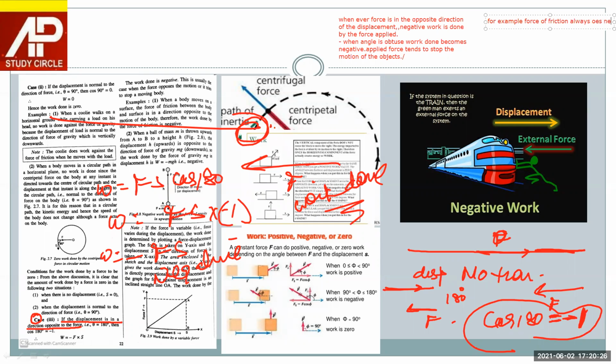Friction always does negative work. It always works against the motion. It always stops the moving body. So friction hamesha moving body ko rokta hi hai. Ye hamesha usko rokne ki tendency rakhta hai. कि कभी भी उसको पुश नहीं करता कि बॉडी की स्पीड बढ़ा देगा.